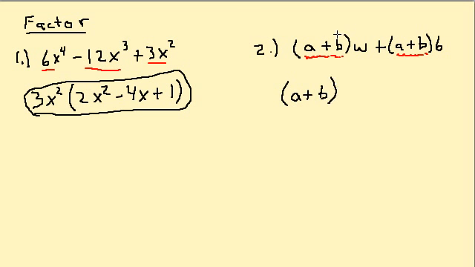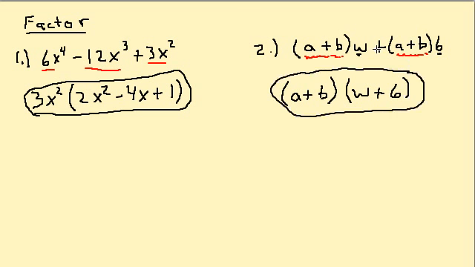if I take out an a plus b from this first term, I'm left with just the w. So that's times w plus, and then if I take out an a plus b from the a plus b times 6, I'm left with just this 6. So that's plus 6. This is going to help us later on when we have 4 terms and we factor by grouping.